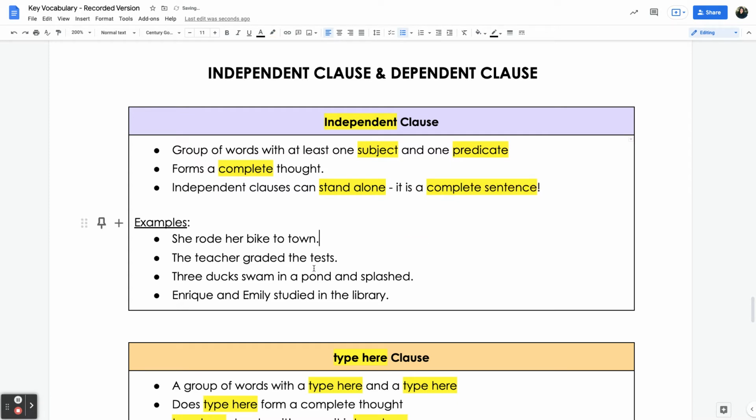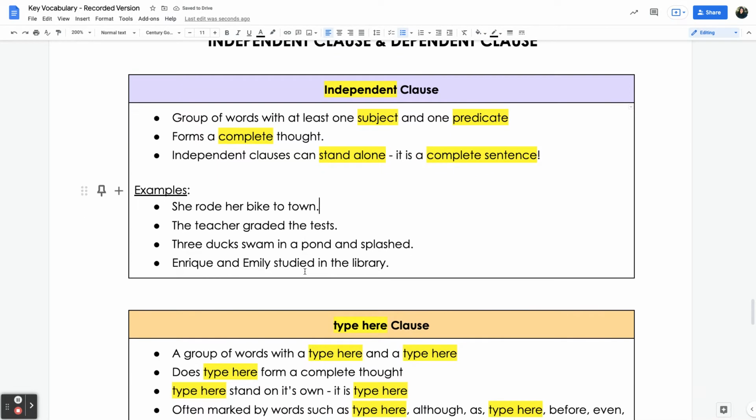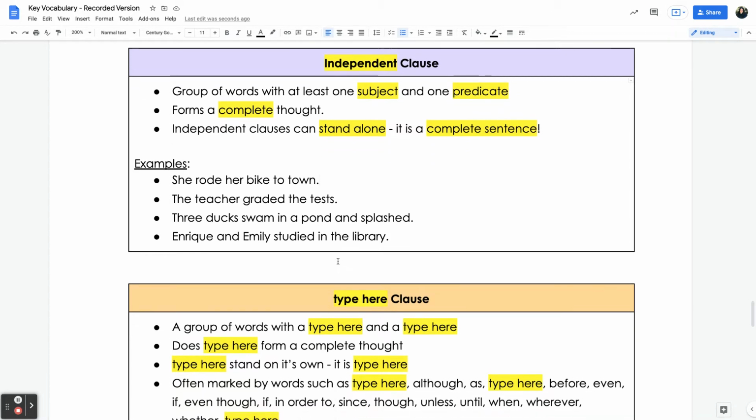So, examples of independent clauses are: she rode her bike to town, the teacher graded the tests, three ducks swam in a pond and splashed, Enrique and Emily studied in the library.